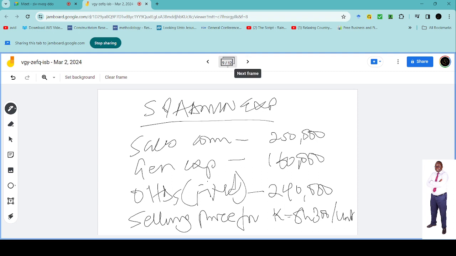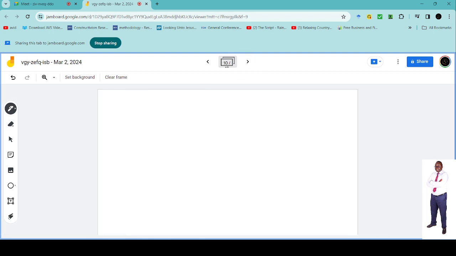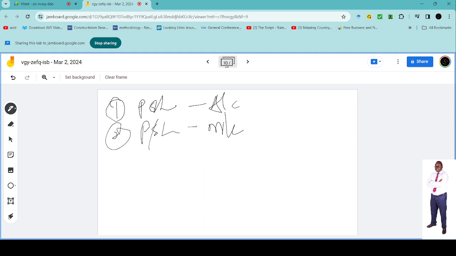We are now required to provide our P&L on the basis of absorption costing. So number one is our profit and loss on the basis of absorption costing, and then number two is a P&L on the basis of marginal costing. So that is what we want to look at, to see how to sort it out at the end of the day.